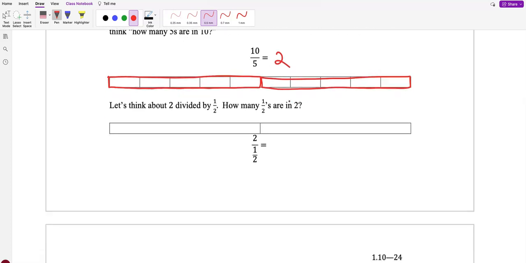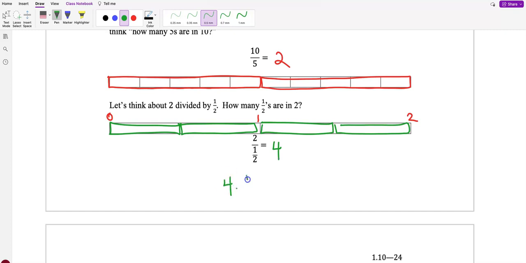Let's think about dividing by 1/2. How many 1/2s are in 2? So here's 0, 1, and 2. So if I divide it into 1/2, here's a half, here's a half, here's a half, and here's a half. So it's clear there are 4 halves in 2. Well, I can turn this into multiplication. 4 times 1/2 is equal to 2.